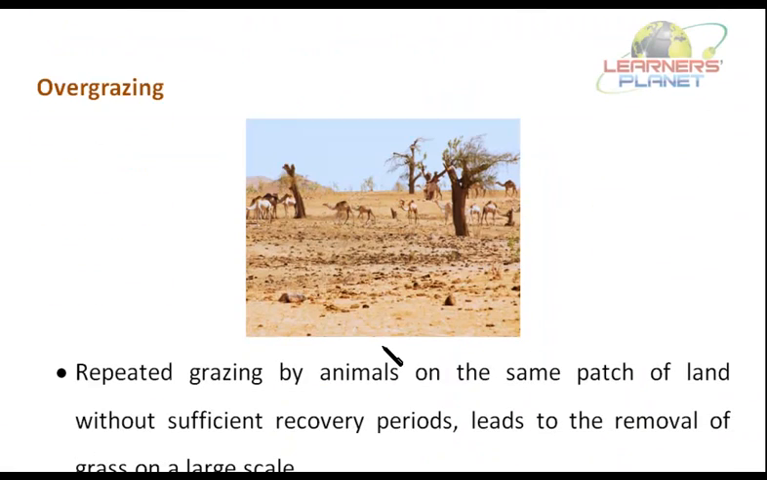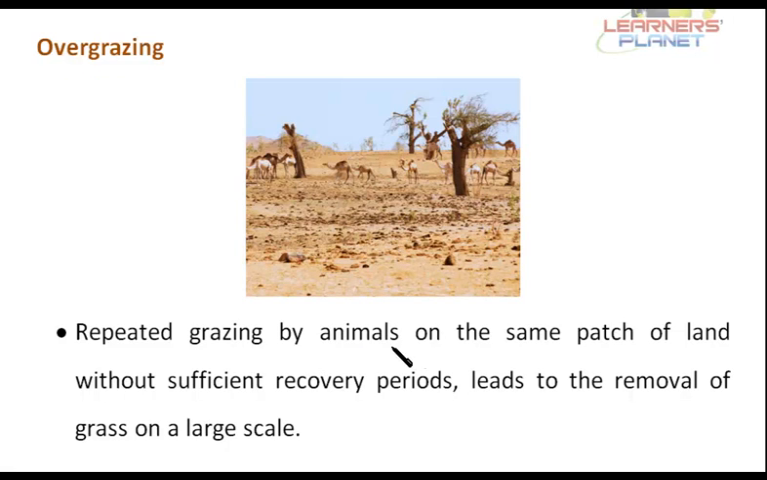Then the second cause of soil erosion is overgrazing. Now students, this is the picture of the overgrazing of animals on one land in a particular area, and that is why you can see the result of overgrazing. Here, repeated grazing by animals on the same patch of land without sufficient recovery periods leads to the removal of grass on a large scale.